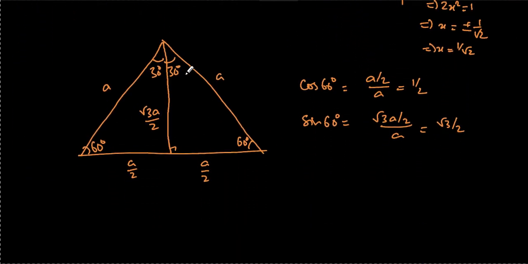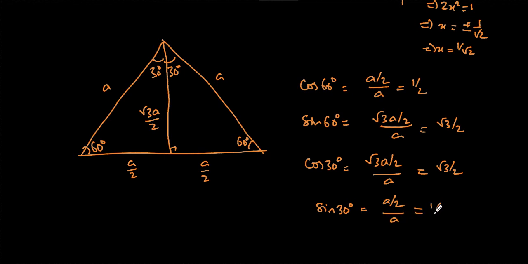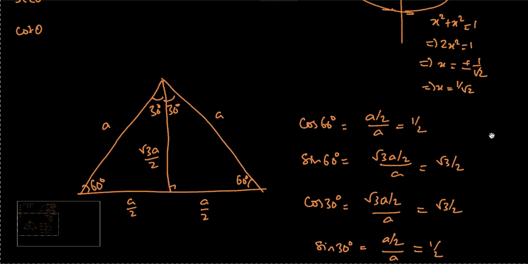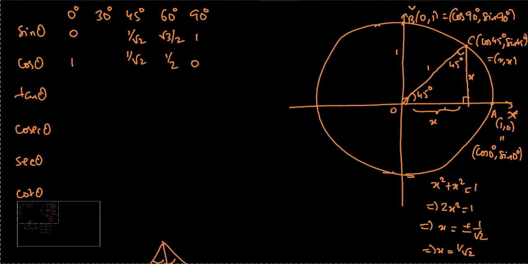Similarly, if I apply cos 30 degrees for this angle, I'll get adjacent by hypotenuse, root 3a by 2 by a, root 3 by 2, and sin 30 degrees for this angle will be opposite by hypotenuse, a by 2 by a, or half. So we get cos 30 is root 3 by 2 and sin 30 is half.